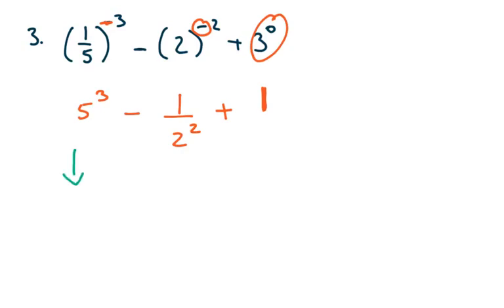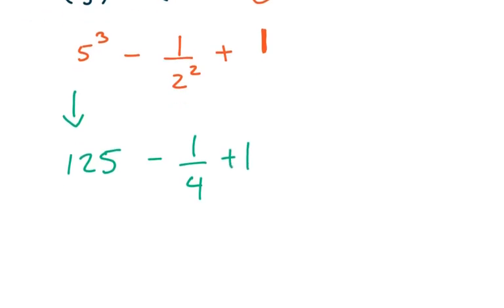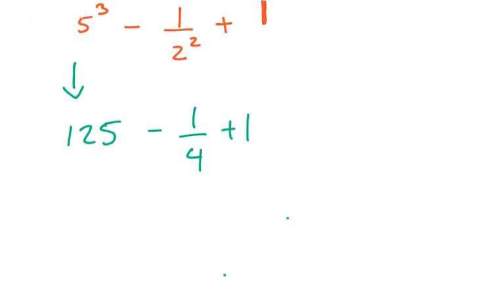Well, 5 cubed, hopefully you did not say 15. 5 cubed is 5 times 5 times 5, which is 125. 2 squared is 4, so this is 1 over 4 plus 1. Now I know $1 and a quarter, if you take a quarter away from $1, I've got 75 cents, so I'm left with negative 3/4.